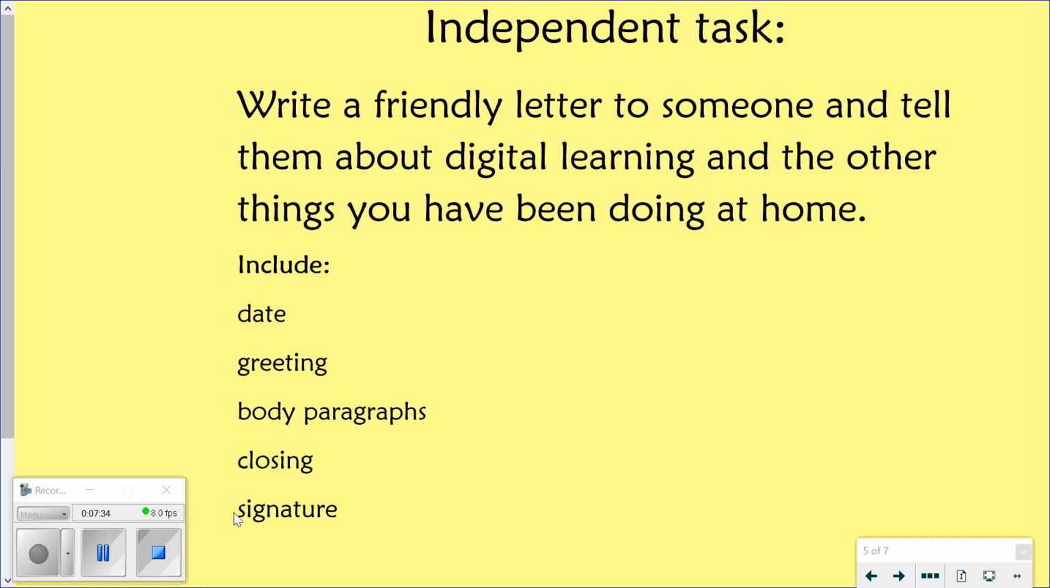And then you are going to post that picture of your writing to Seesaw if that's what your teacher uses, or you can email it to your teacher. And then tomorrow we're going to do a different type of letter. So I look forward to reading those.